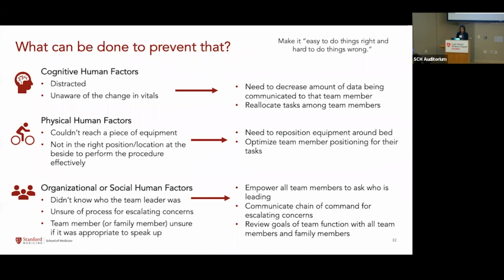And then finally, if a team member or a family member was unsure about whether or not it was appropriate to even speak up, that's an opportunity to change the culture around how a team functions, and perhaps even sitting down with a family and saying, look, we're your medical team, these are our goals. And this is the role that you play within this team to help us all achieve best patient care.